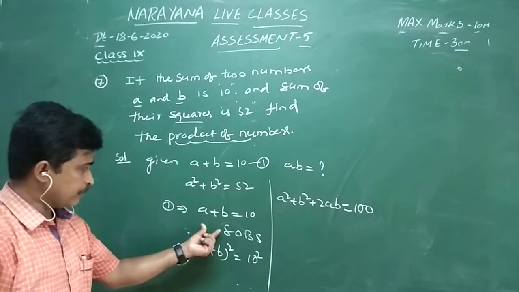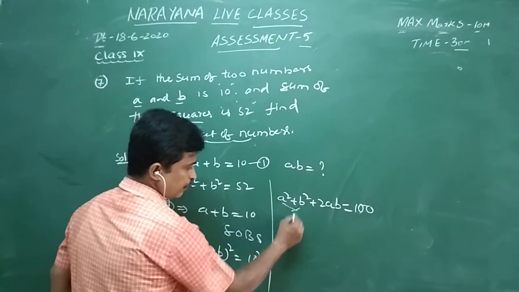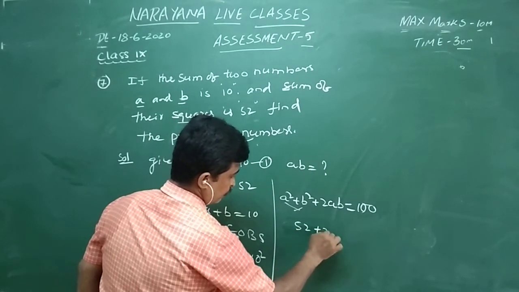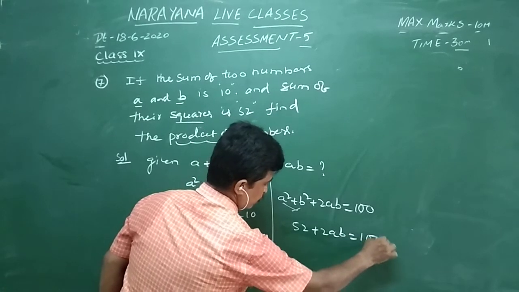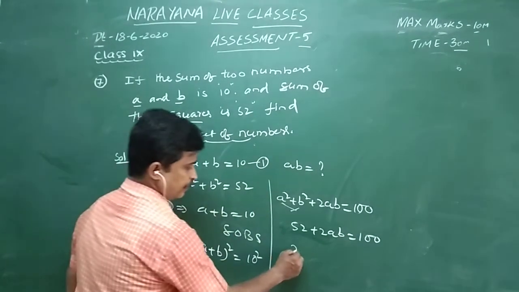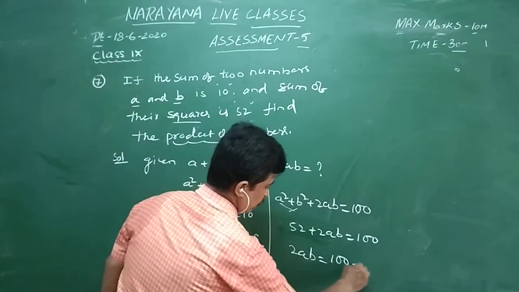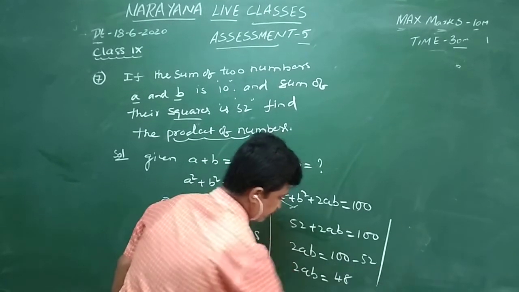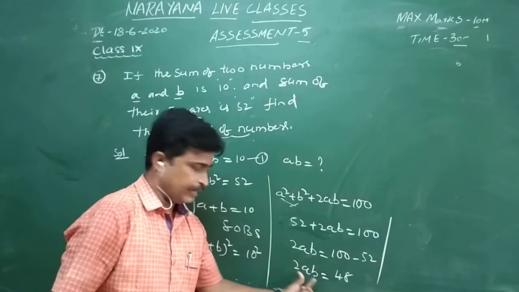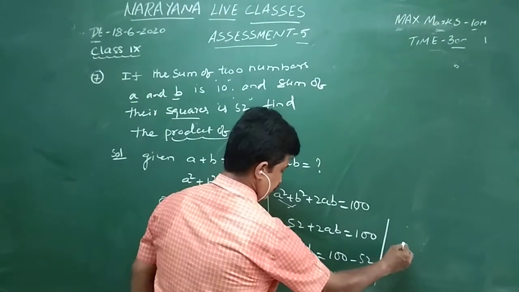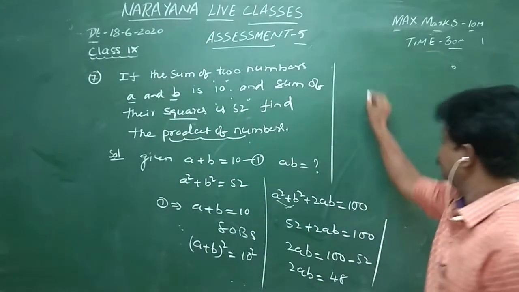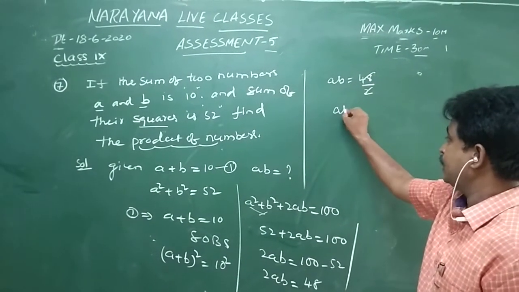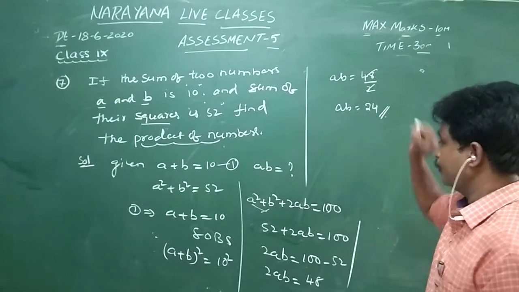Already we know a square plus b square is equal to 52. Just substitute this value: 52 plus 2 into ab is equal to 100. Therefore 2ab is equal to 100 minus 52, so 2ab is equal to 48. To find ab, the 2 transfers to division. Therefore ab is equal to 48 by 2, which is 24. So ab is equal to 24. This is the problem.